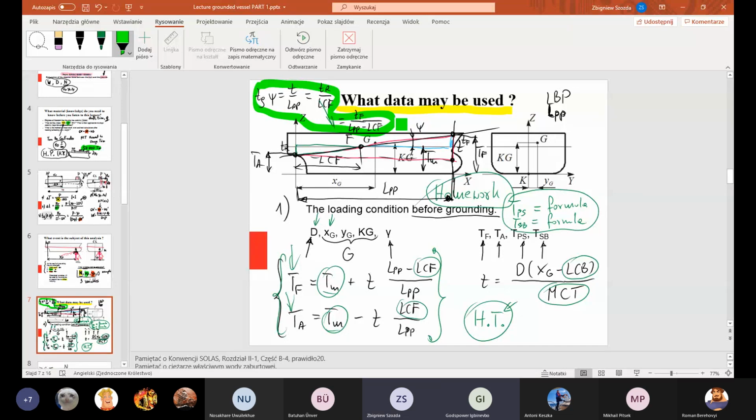Because the drafts are taken on perpendiculars. These are artificial lines, they don't exist. But if we calculate fore or aft draft, we usually calculate it for perpendiculars, for special places in the reference system. LPP is length between perpendiculars, not length overall.